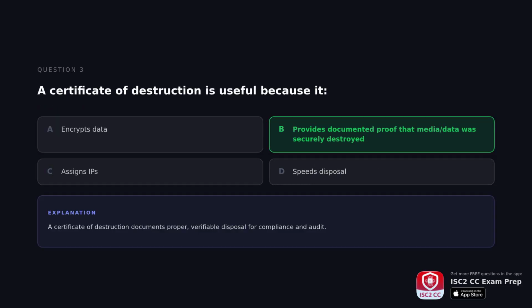The correct answer is provides documented proof that media was securely destroyed. A certificate of destruction documents proper, verifiable disposal for compliance and audit.